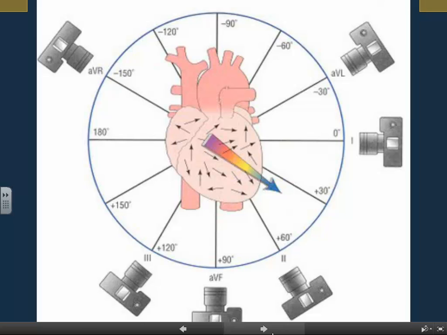So you've got your lead 1. This is lead 1. You've got your negative to your positive. The camera is where the positive is. So if you're running at me, and I'm taking a picture of you running at me, that's what this is. The electrical activity is running at the camera, and we're taking a picture of it as it's running towards the camera. Does that make sense?